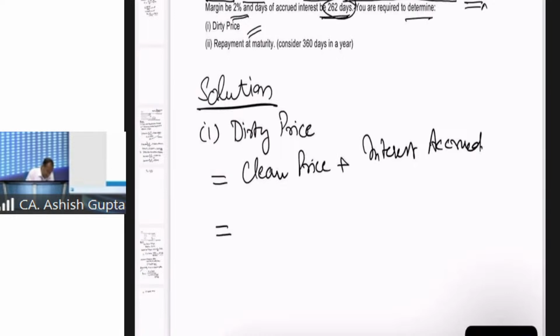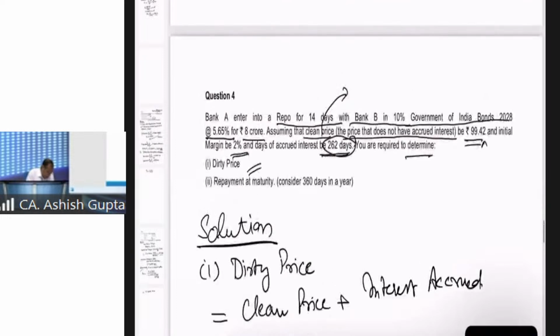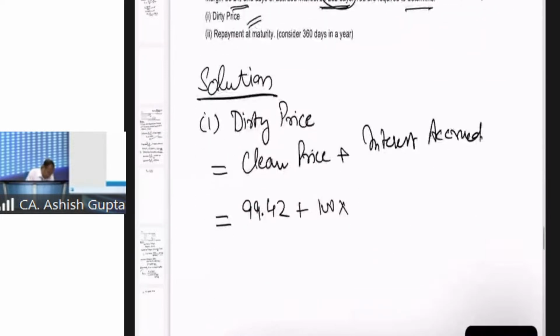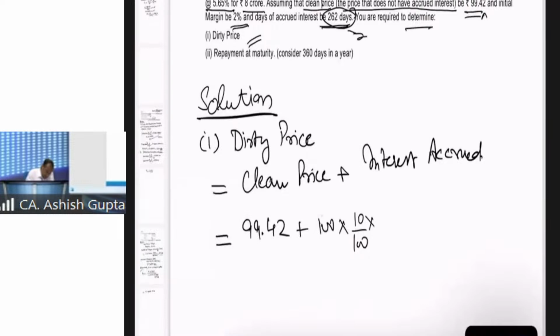This will be your clean price. Okay, or we need to mention this. Now accrued interest: face value is 100. Since it is a 10% government security and 262 days have passed, here 360 days have been given.